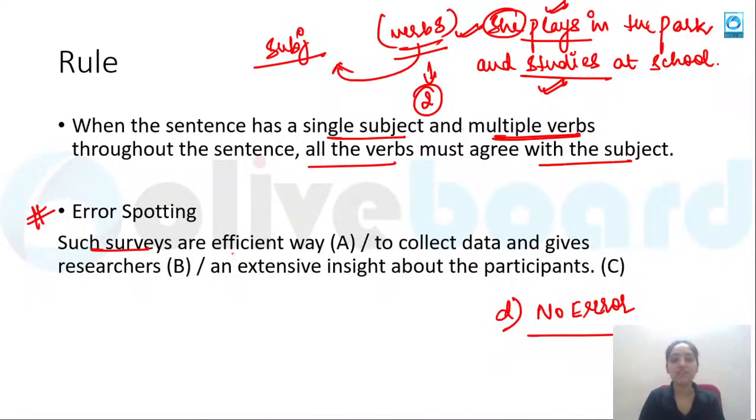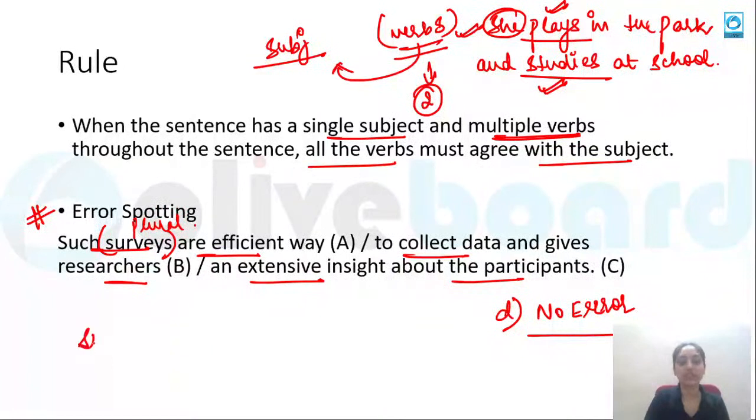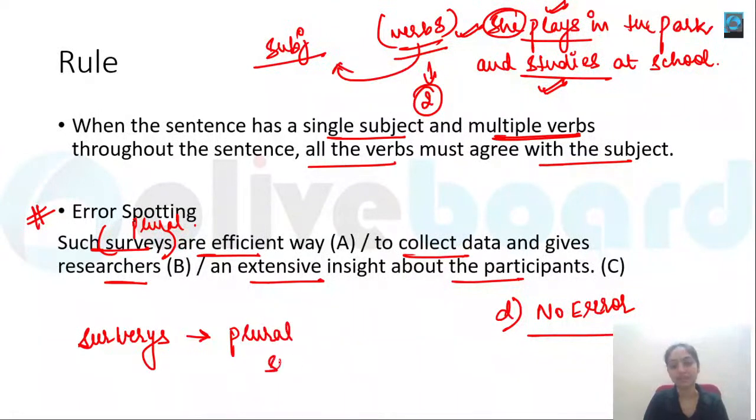Such surveys are efficient way to collect data and gives researchers an extensive insight about the participants. Your subject here is plural. The subject here is surveys. Surveys is a plural subject. That is why we are using the plural verb are.